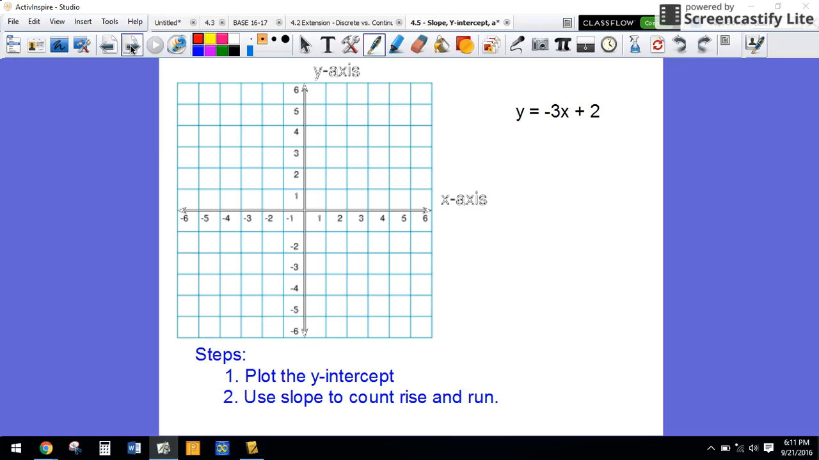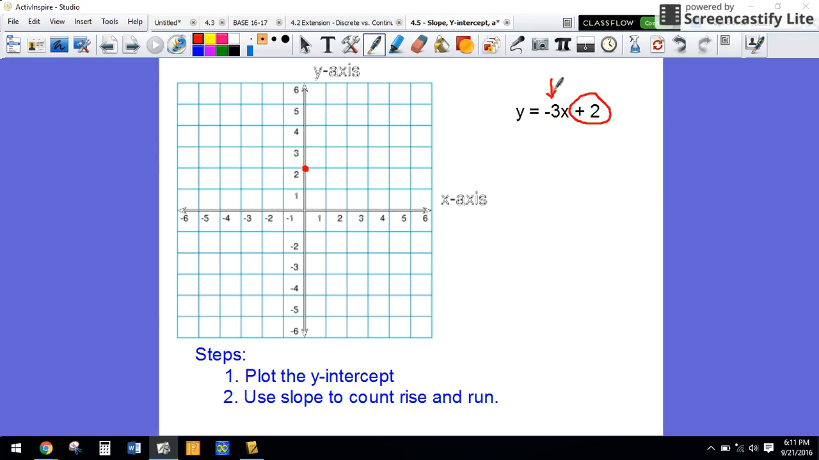Okay, here's another example. So again, using my notes here, I first start with the y-intercept, and the y-intercept is what's being added to my x, so this is my y-intercept. So I go up to the 2 on the y-axis, and I plot my starting point. Over here is my slope.